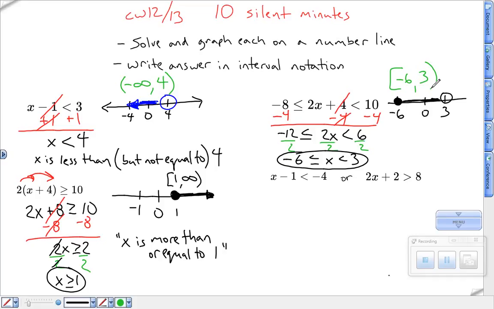So all the numbers sandwiched between -6 and 3, but not including 3, will work if you plug it in. And then interval notation would be a square bracket on the -6 to a rounded bracket on the 3. Last one.